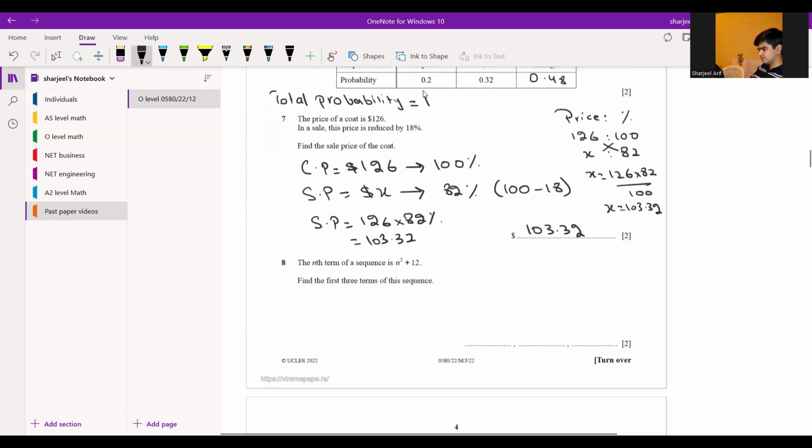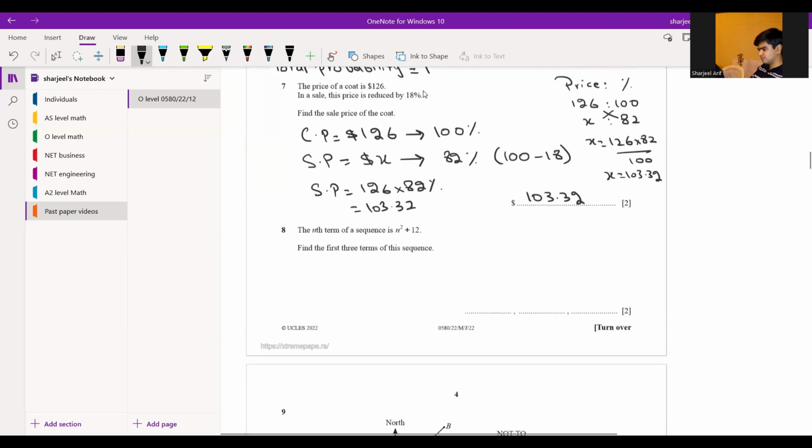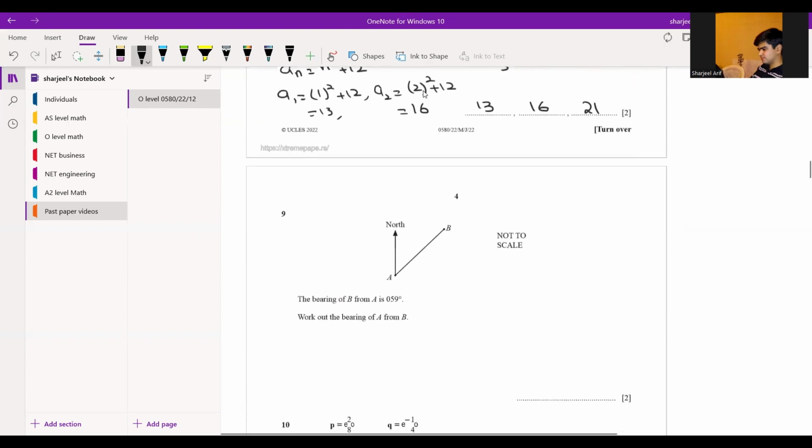Okay. Now for question number 8, it's about sequences. The nth term of the sequence is n squared plus 12. We have to find the first 3 terms. So it's a simple question. Nth term means the sequence follows the same equation for every term. If you want to find the first term, just replace n with 1, you will get 13. For the second one, replace n with 2, this will become 16. And for the third term, replace n by 3 to get 21. So you will get 13, 16, and 21.